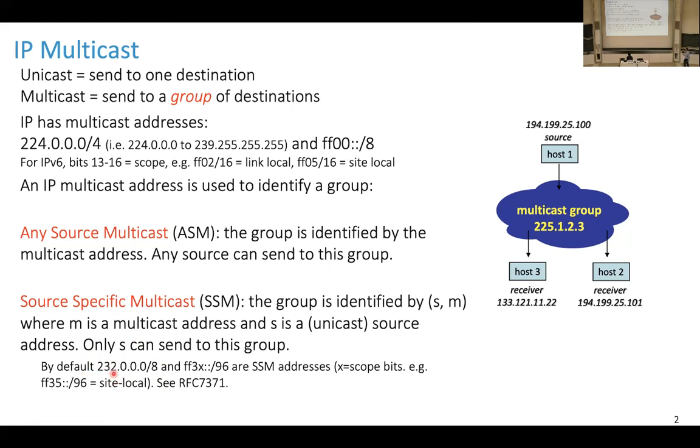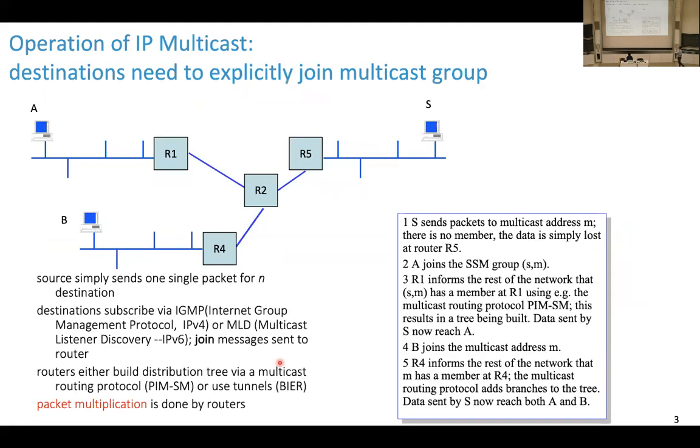This is 232 with a prefix max of 8. In IPv6, it is FF3 with a prefix length of 96. So you can determine whether source-specific multicast is used or any-source multicast. So now let's move to how it works.